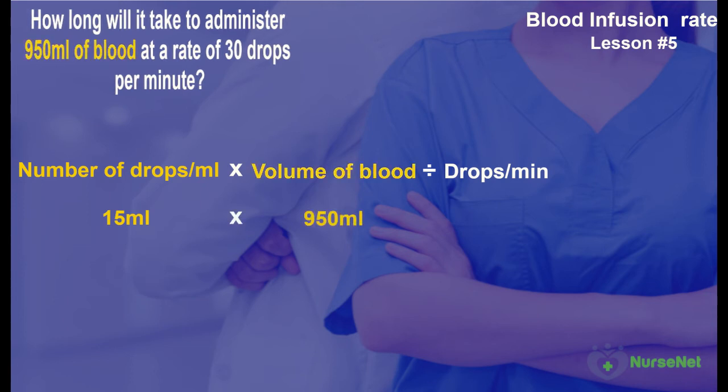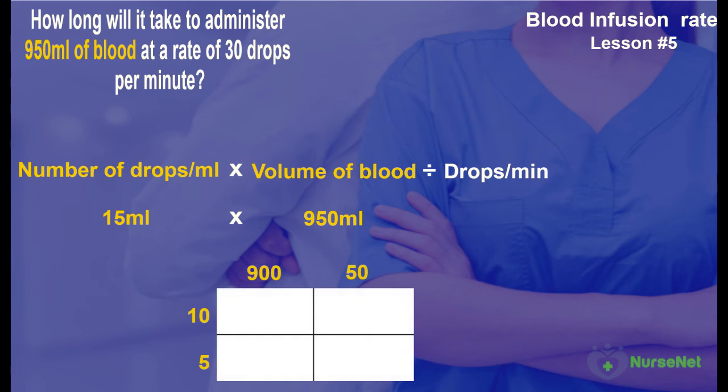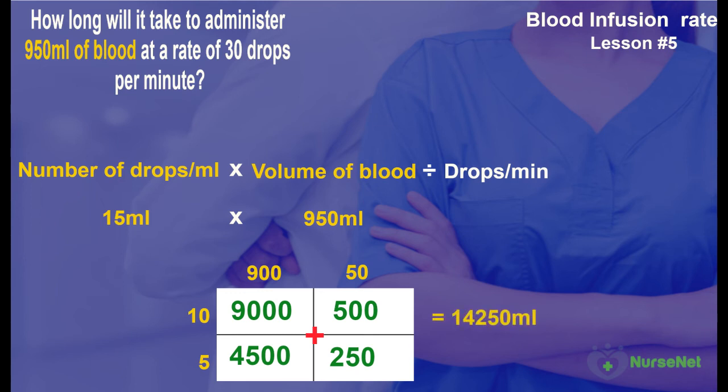So using the grid method we can split the numbers up. So we have a 900 and a 50 along the top and a 10 and a 5 along the side. So 900 multiplied by 10 gives us 9,000. 900 multiplied by 5 gives us 4,500. 50 multiplied by 10 gives us 500. And 50 multiplied by 5 gives us 250. If we add these all together, we get 14,250.